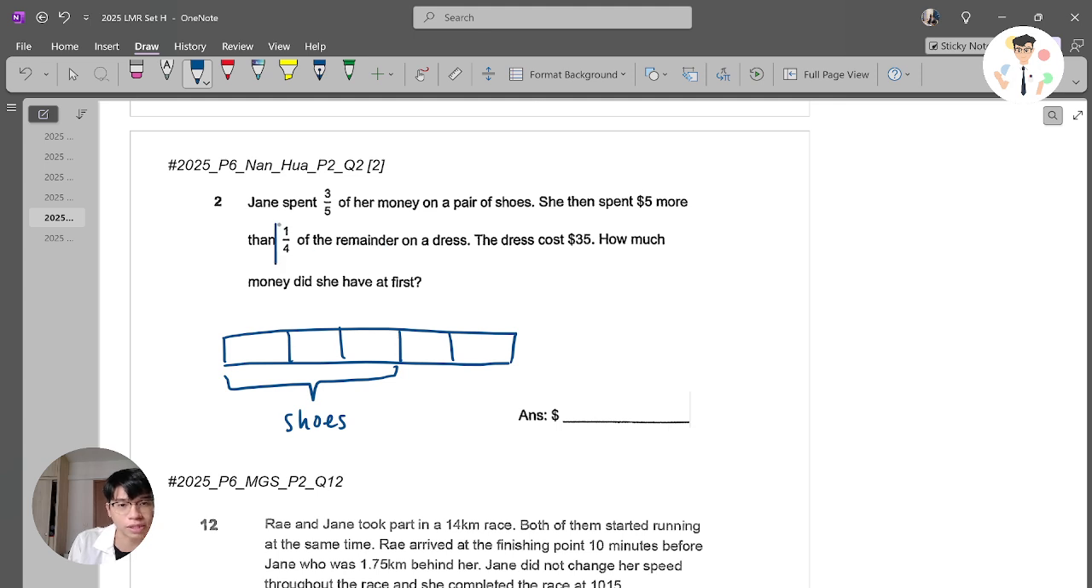Now let's try to look at this one first: 1 out of 4 of the remainder. The remainder only has 2 units, but here it tells you 4. So what are you supposed to do? Yes, cut into 2. So cut.